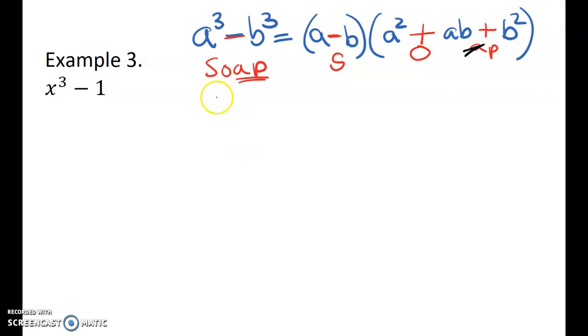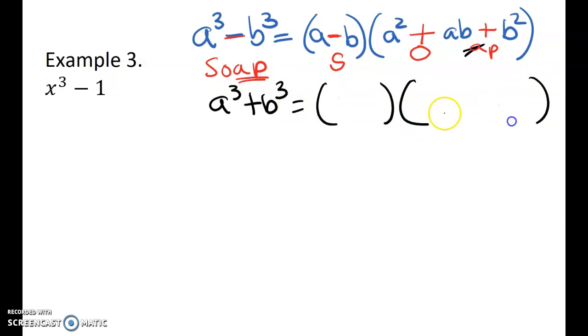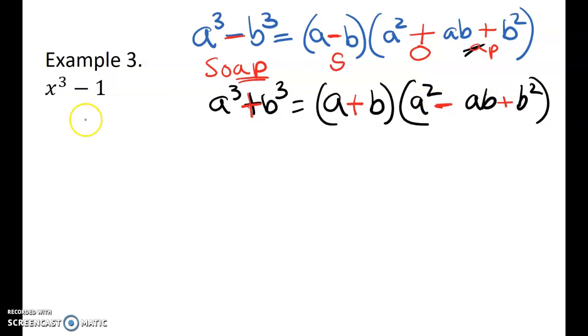If it was addition, it's the same type of thing where I have this setup where it's a, b, a squared, ab, b squared. And the signs still follow SOAP or SOP, where it's same sign. This is the same sign that's here, this is opposite, and this is always positive. So if I look at this example 3, I should see that this is x cubed minus 1 cubed.